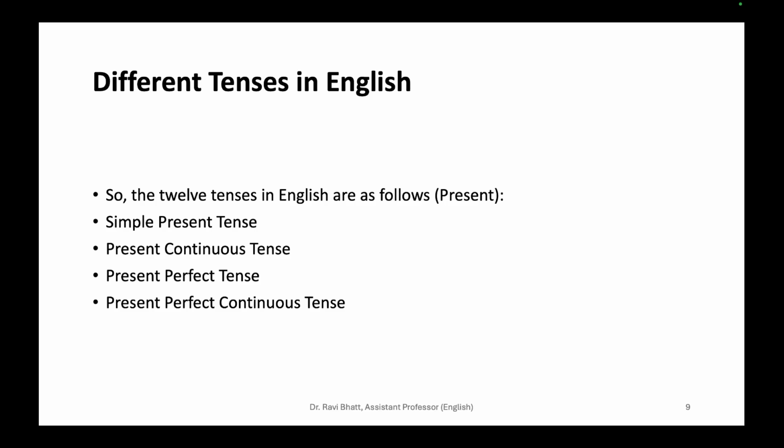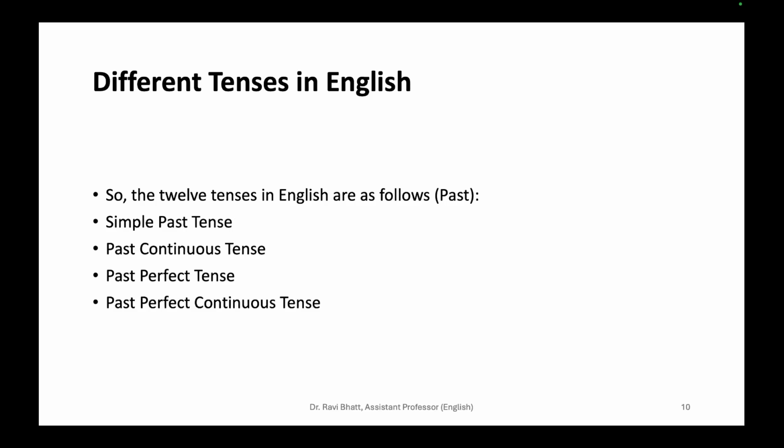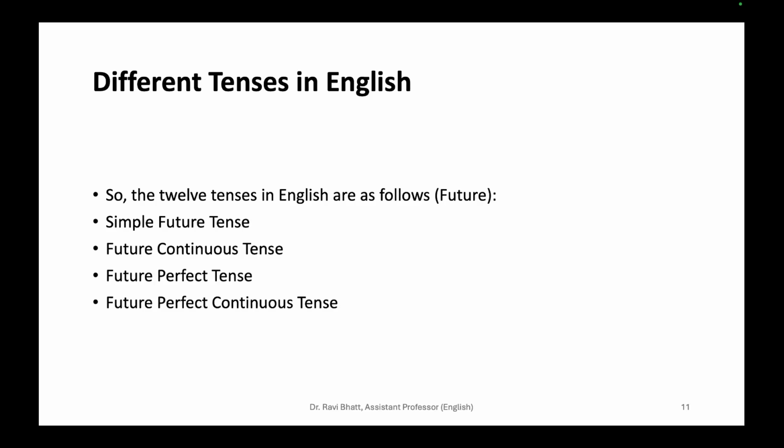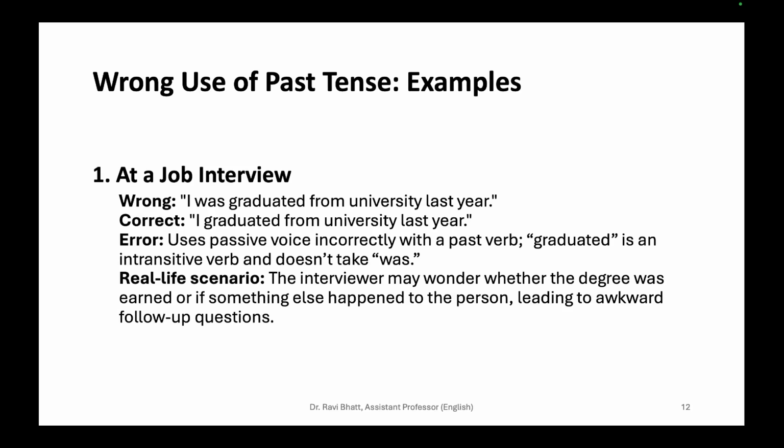And the 12 tenses in English are as follows: simple present tense, present continuous tense, present perfect tense, and present perfect continuous tense. For the past, we have simple past, past continuous, past perfect, and past perfect continuous. Now, these are the four tenses that we are going to discuss today at length. And for future, it is simple future, future continuous, future perfect, and future perfect continuous tense.